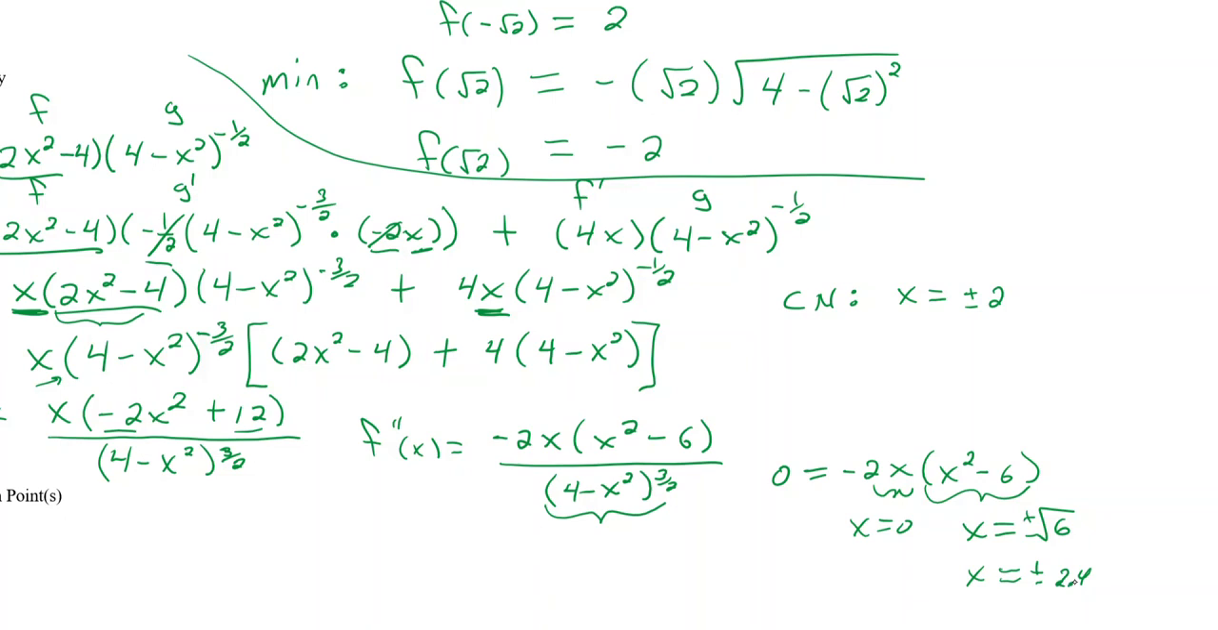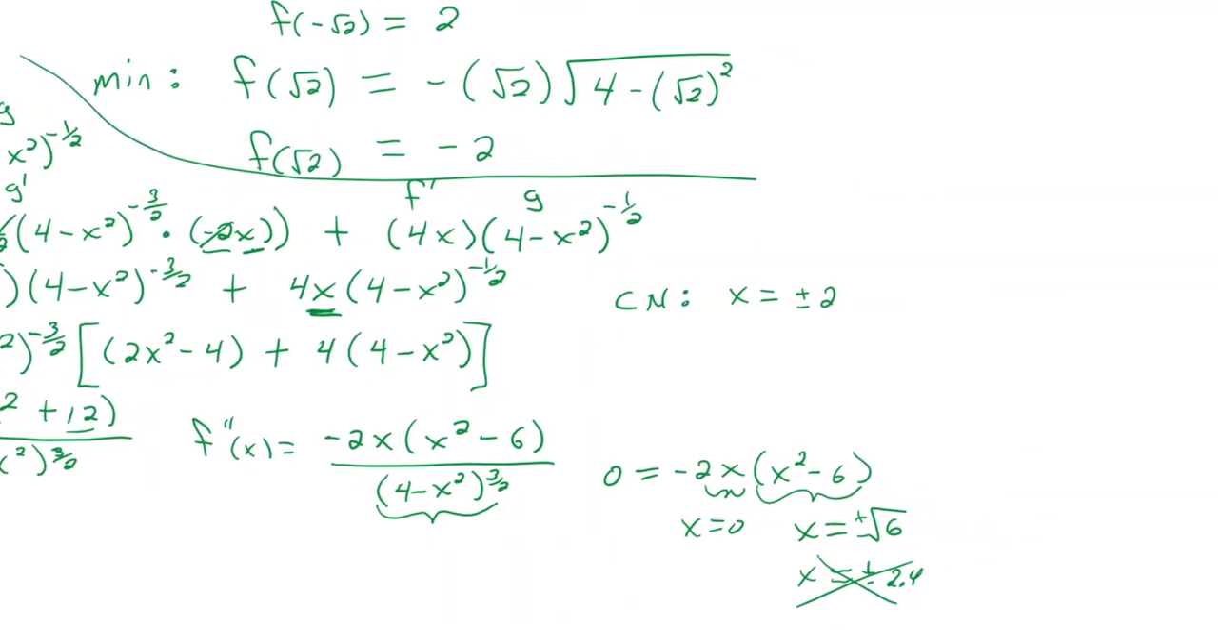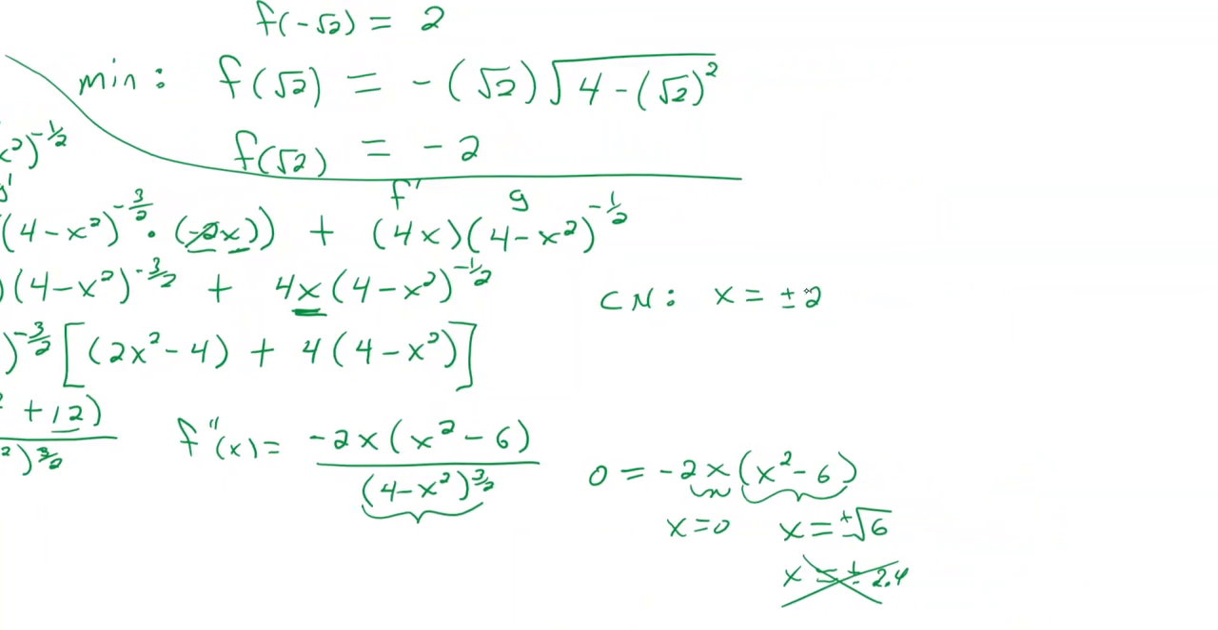Okay, well that doesn't actually help us, right? Because like we said, that's not even in our domain. Our graph starts at negative 2 and ends at 2. So I actually just get to ignore these critical numbers. So our critical numbers so far are positive 2, negative 2, and 0.